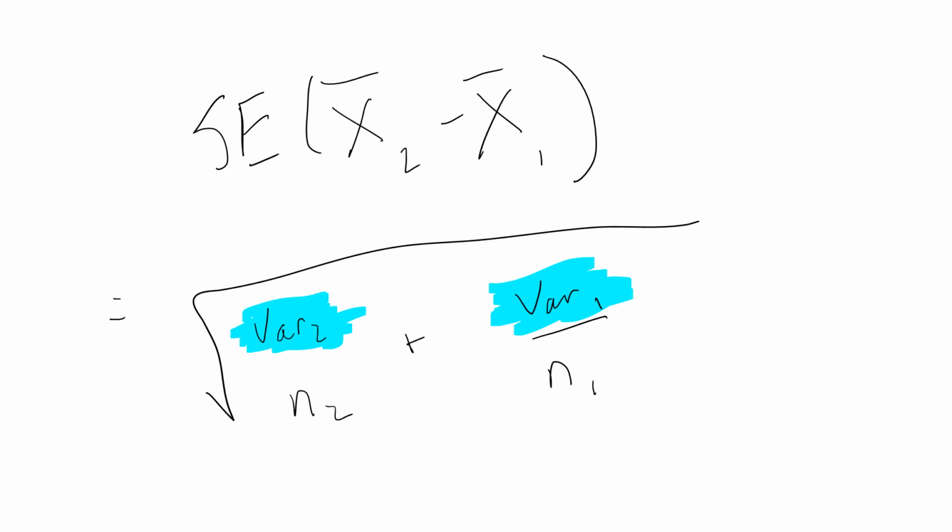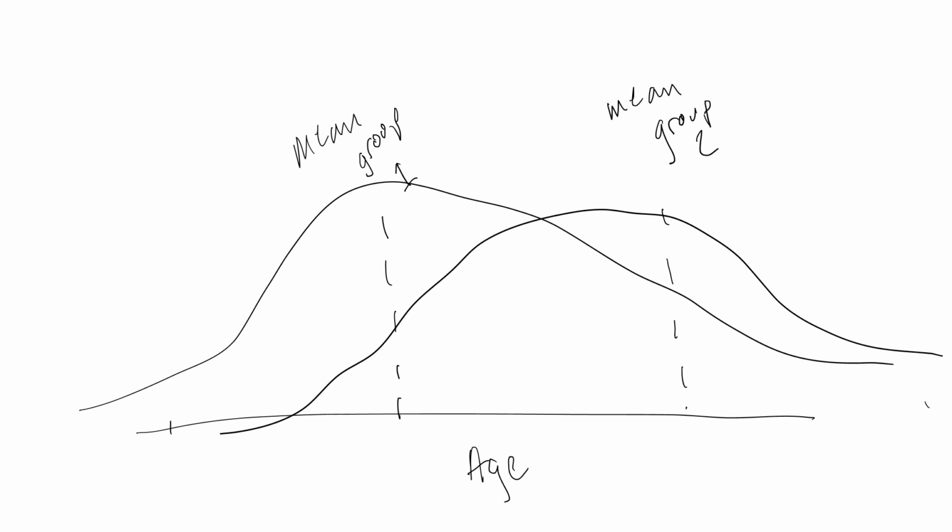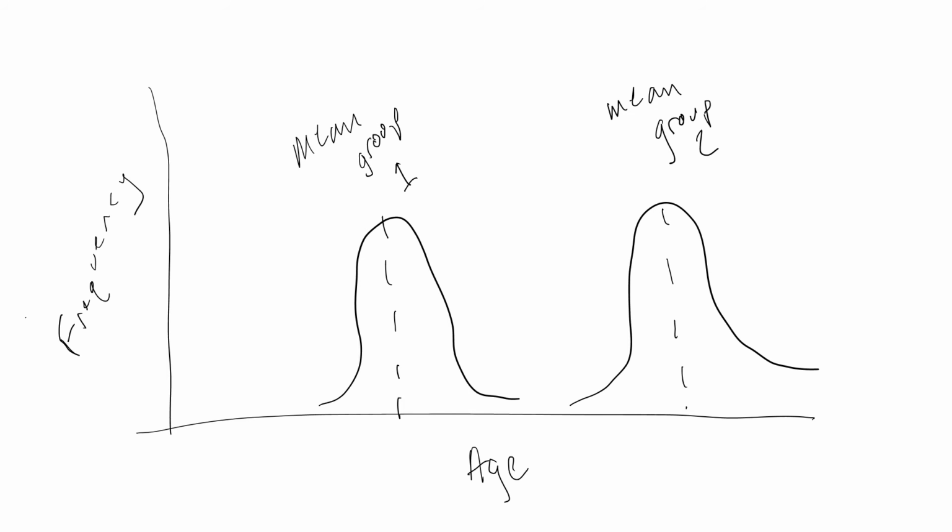Let's look at this visually. This is what we said our distributions for age looked like. If instead they looked like this, with a lot of overlap between the two distributions, we would be less confident that the means are actually different from each other in the underlying population. If they looked like this, we would be more confident that the means are actually different from each other in the underlying population.